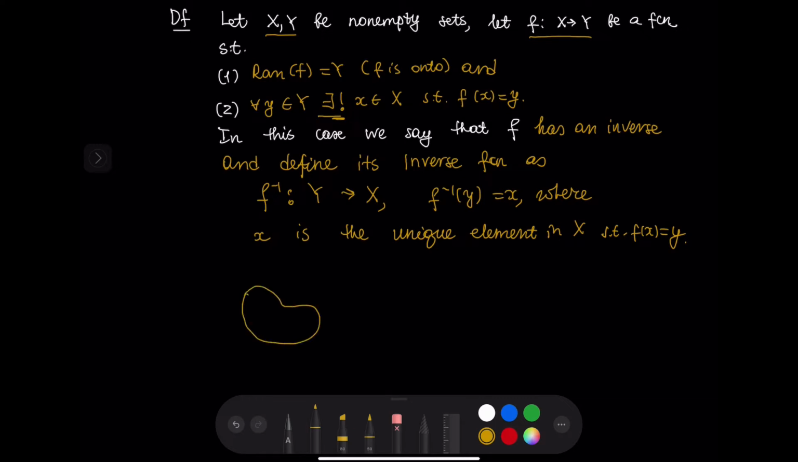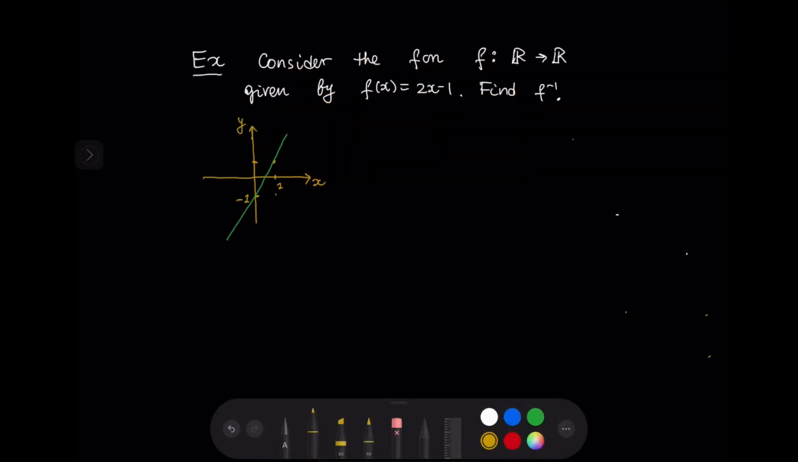On a diagram, the situation looks as follows. We have the set X, we have the set Y, and we have the function f that maps the set X to the set Y. If we have a point little x, it is mapped to the point f of x in the set Y. And the function f inverse maps the set Y into the set X, and it maps the point y to the point x.